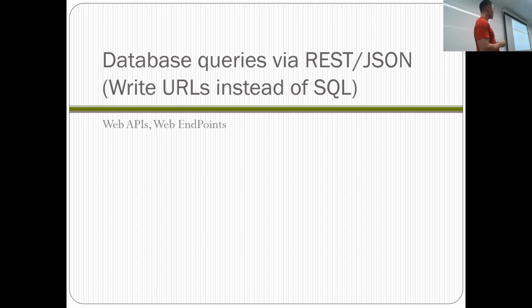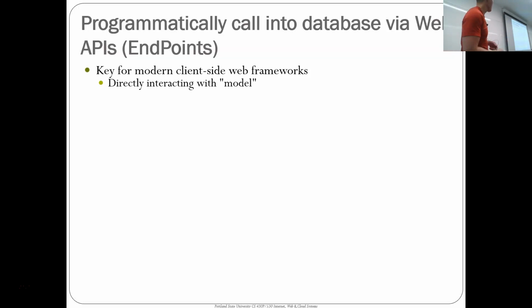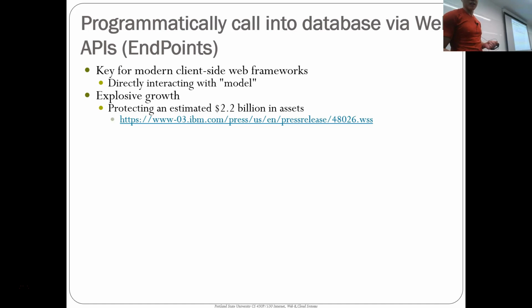So you're not really doing SQL anymore. You have bound, this is where the presenter view comes up, right? You have bound a URL to a particular operation, and that's basically how you're changing the data on the back end. Okay, so this is writing URLs instead of SQL. The idea is to programmatically call into the database via web APIs or endpoints. These are interchangeable names. And so this is basically directly interacting with the model on the back end.